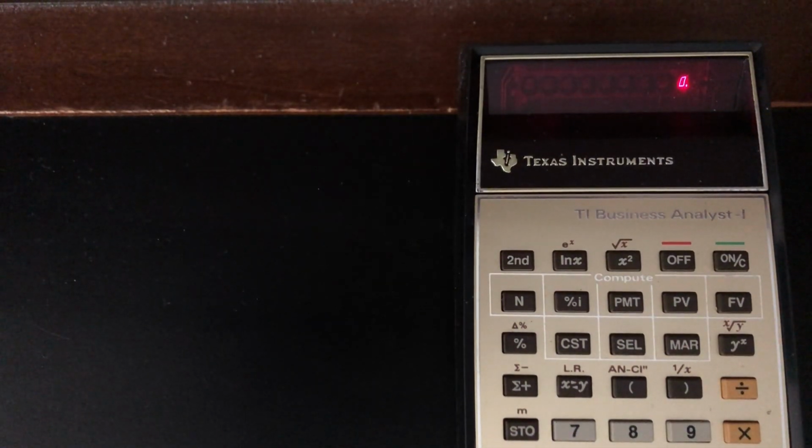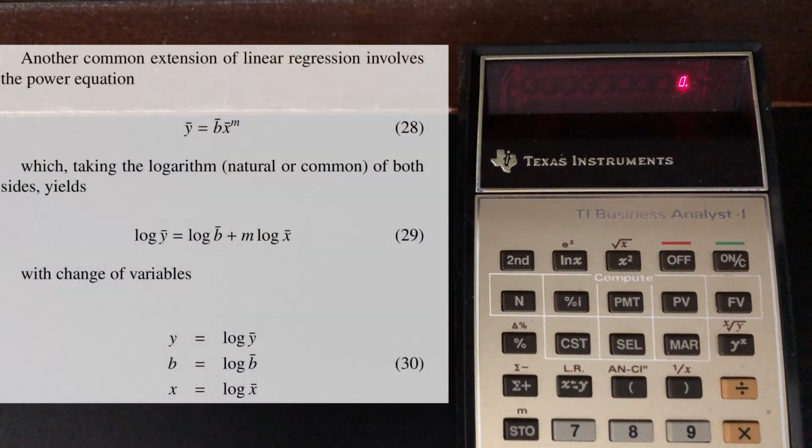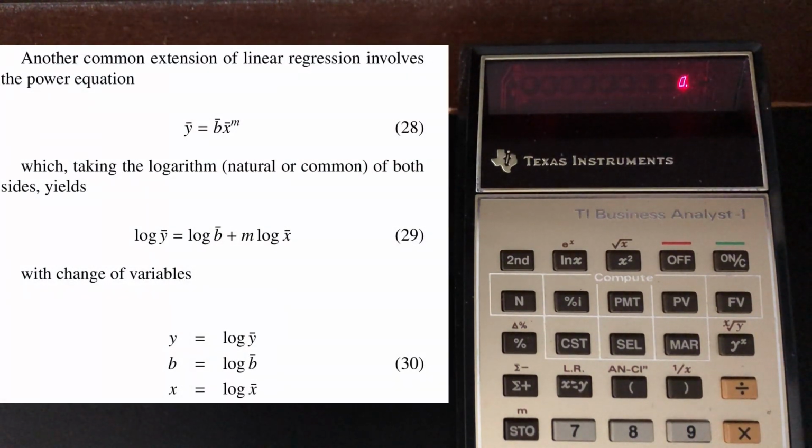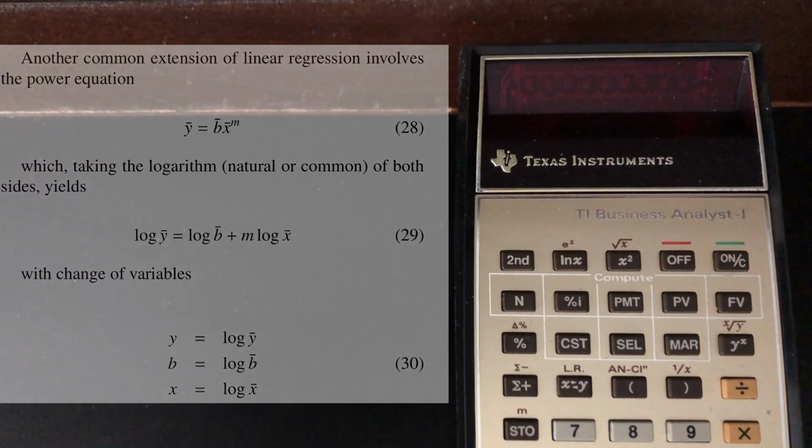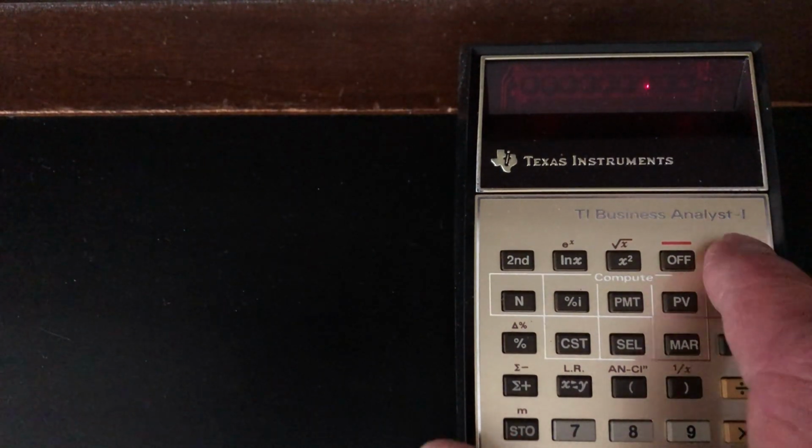Now let's continue with a power correlation, which we see on the left-hand side. Y bar is equal to B bar, X bar to the M power. We take the natural log of both sides of those. We see that log of Y bar is equal to log of B bar plus M times the log of X bar. So therefore, we have to take the log of both Y and X as we enter them, and of course take the exponential of B coming out of it. So let's go ahead and get started here.